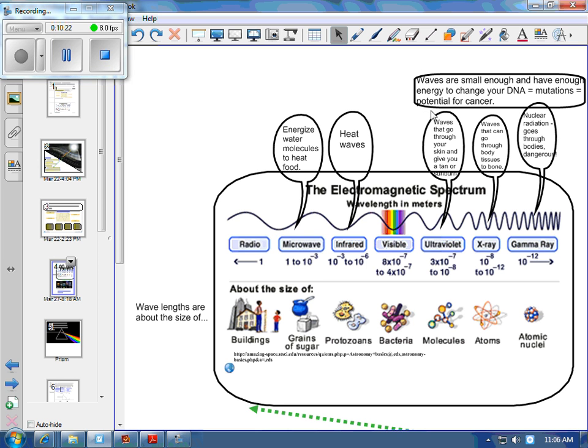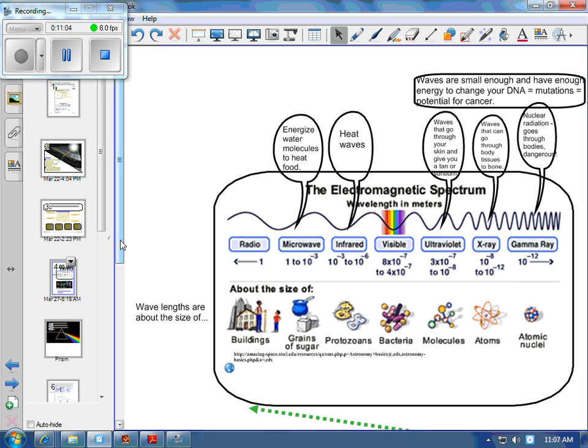And then up here, there's a little blurb, and it said, these waves are small enough and have enough energy to change your DNA. And when that happens, you have mutations. And when you have mutations, there's the potential for developing cancer. So overexposure to ultraviolet radiation, X-ray radiation, and gamma ray radiation, too much of these things can be very dangerous to living things because it does mutate our DNA, which then causes a potential for cancer. Not a good thing, obviously.